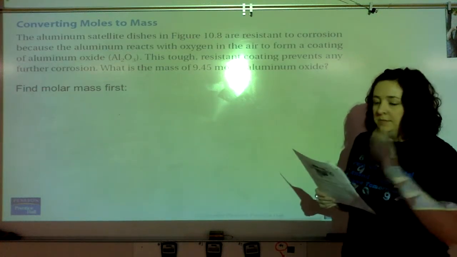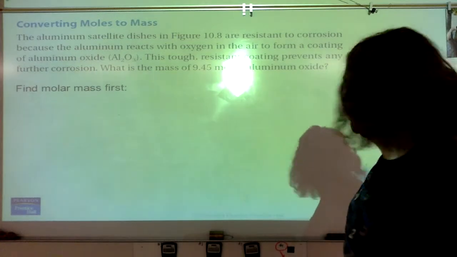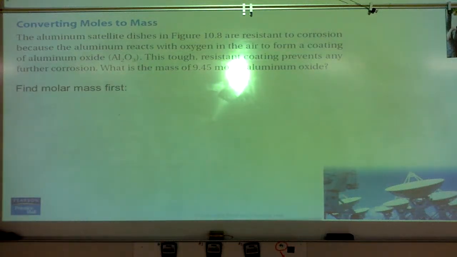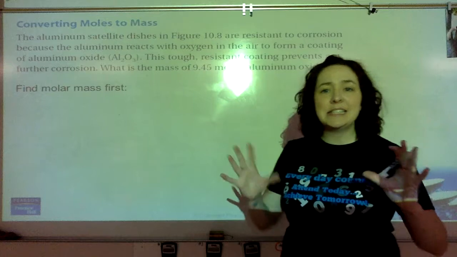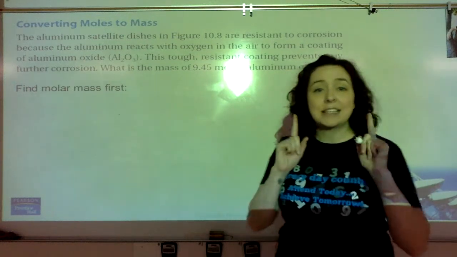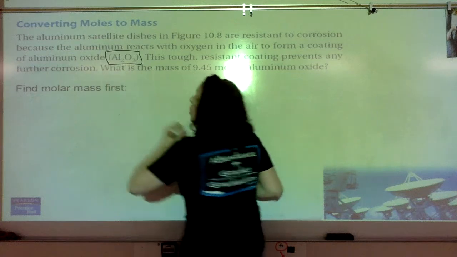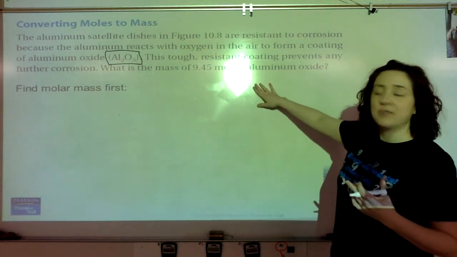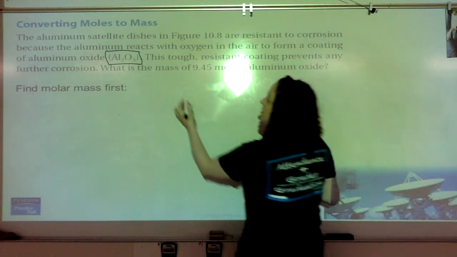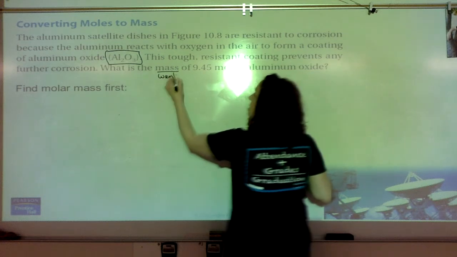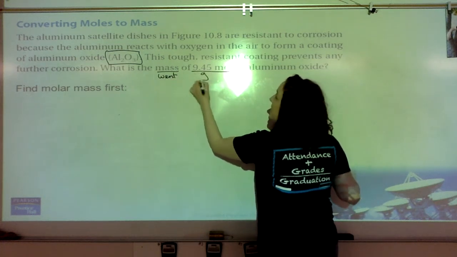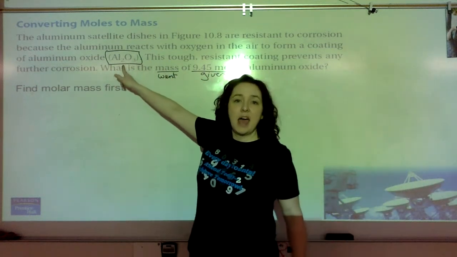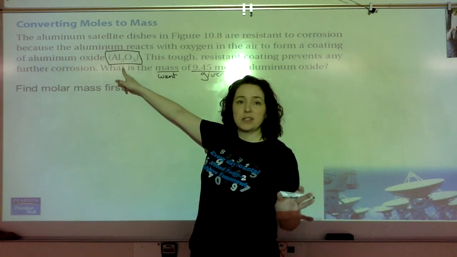All right, so here we go. Go ahead and read the problem. All right, so in those first couple sentences, there's really nothing except this: we need the formula for whatever we're talking about. So it says, what is the mass of 9.45 moles of aluminum oxide? So mass, that's what we want. The given is moles. And since we're talking about aluminum oxide, we've got to have the chemical formula, which I'm not always going to give you.